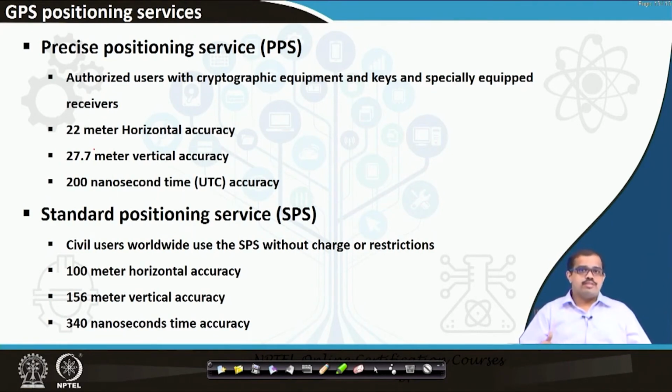Then authorized users with cryptographic equipment and keys and specially equipped receivers. Okay, that is extremely important. Authorized users with cryptographic equipment. So these are specific equipments manufactured for receiving GPS signals, and keys that are provided by the Department of Defense for specific purposes only, and specially equipped receivers.